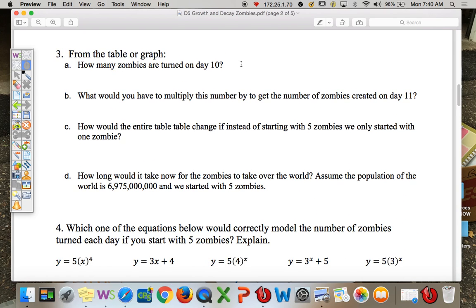How many zombies are turned on day 10? So for this you can use your table to figure it out. What would you have to multiply this number by to get the number of zombies created on day 11? So again, you can figure that out with a pattern.